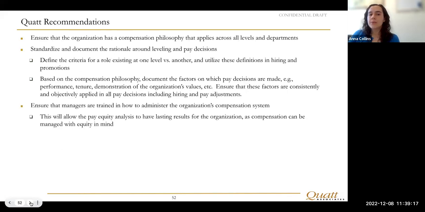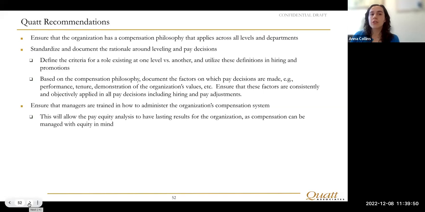Some other tips and tricks that we recommend are making sure that the organization from square one has a compensation philosophy that applies across the whole organization. And what that means is saying, here's how we want to pay, here's how we think about compensation, here's how we think about benefits. Depending on how the market data comes out, we always want to pay at this percentile of the market, having a philosophy so that things don't have to be done on an ad hoc basis.